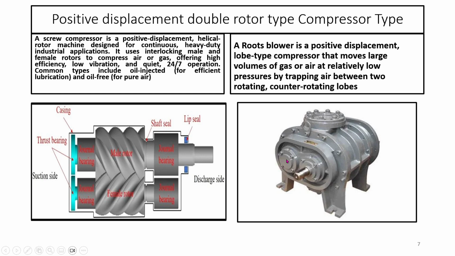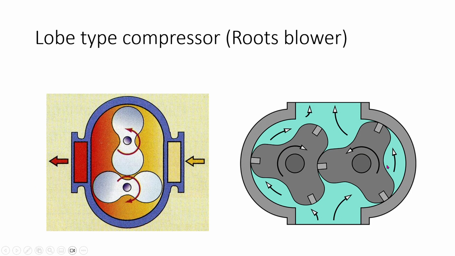Here is the running timing. This is called the timing gear. The gear rests on the thrust bearing, and the gear is there to rotate it. Because these two are rotated, and to adjust the clearances between the two lobes, these timing gears are used. This is the type of lobes. You see, this is the dumbbell type.